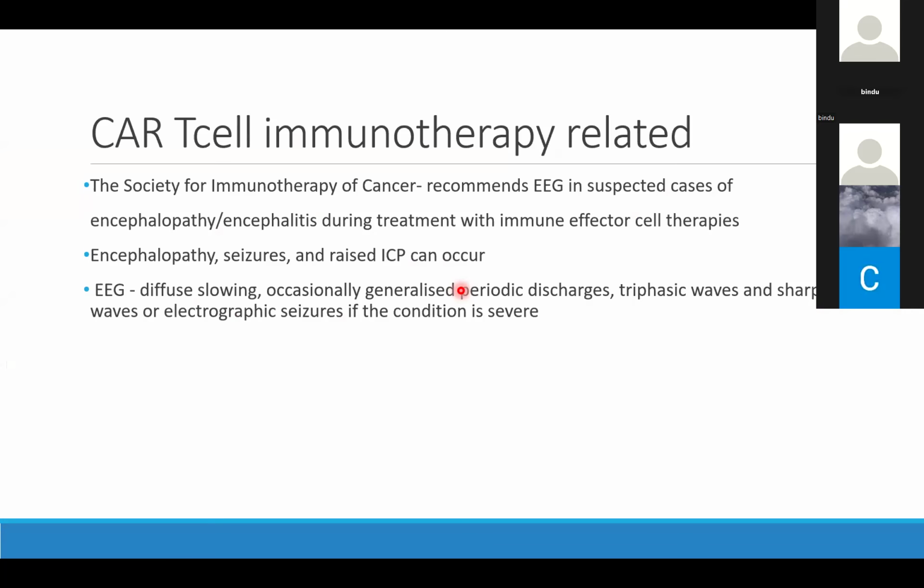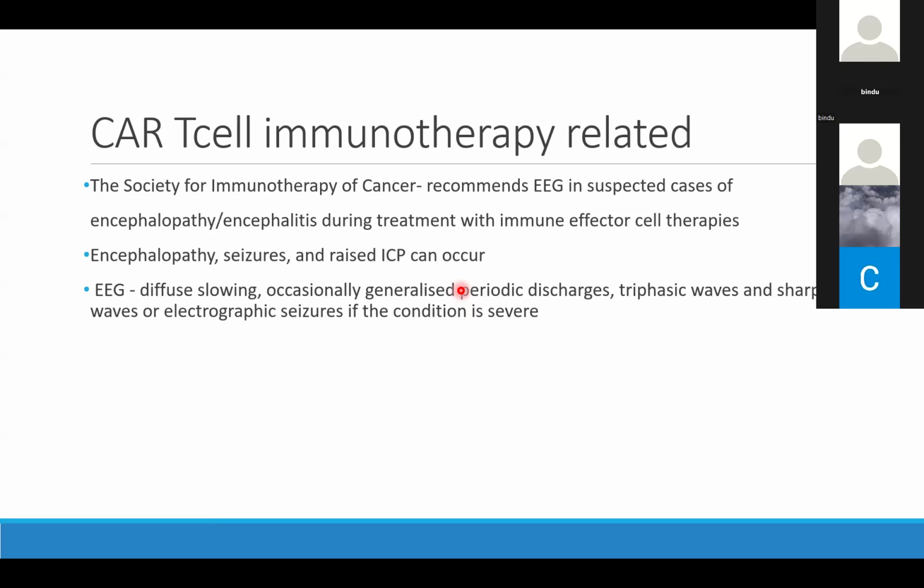CAR T-cell immunotherapy has been increasingly used in cancer treatment. The Society for Immunotherapy of Cancer recommends EEG in all suspected cases of encephalopathy due to immune effector cell therapies. They usually present with encephalopathy, seizures and raised ICP features. EEG can show diffuse slowing, occasional generalized periodic discharges, triphasic waves and sharp waves, or electrographic seizures if the condition is severe.